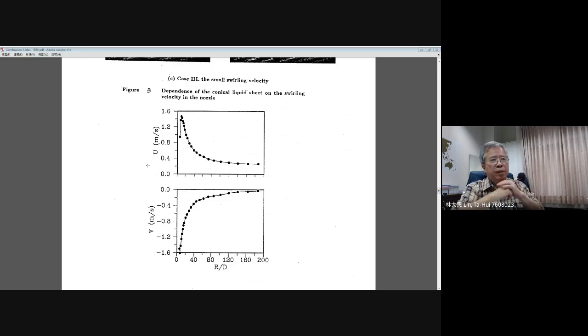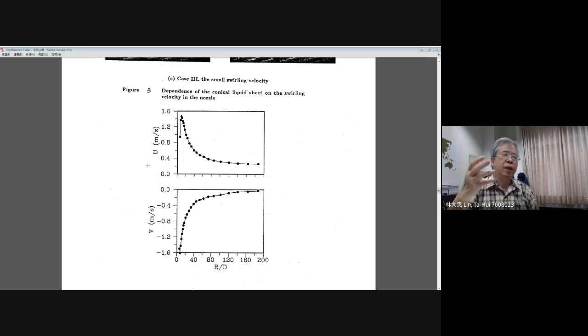Therefore, in their experiment, they provided certain seeding particles. In this experiment, they used kerosene. When you heat up the kerosene, it produces some carbon, some kind of soot, and those soot particles have a very small diameter.